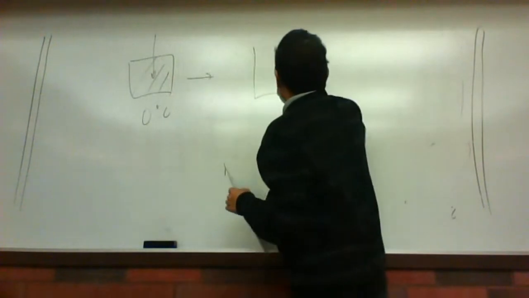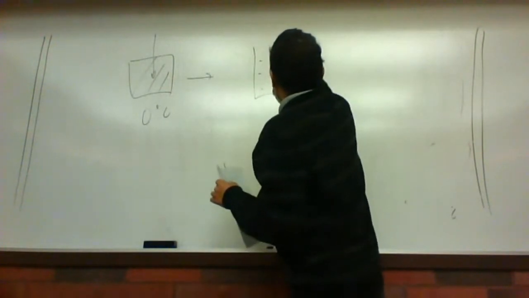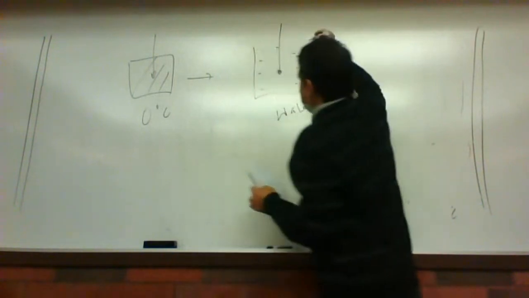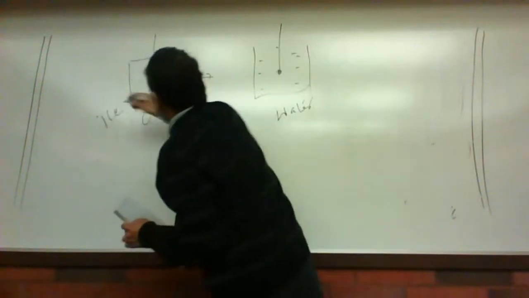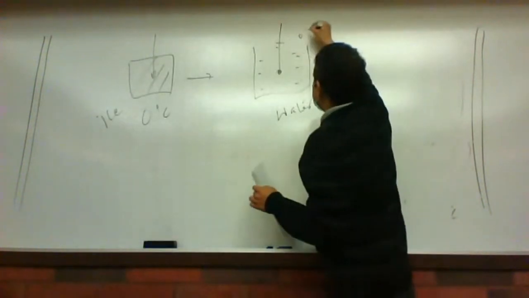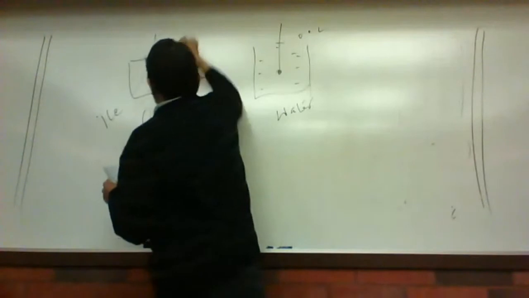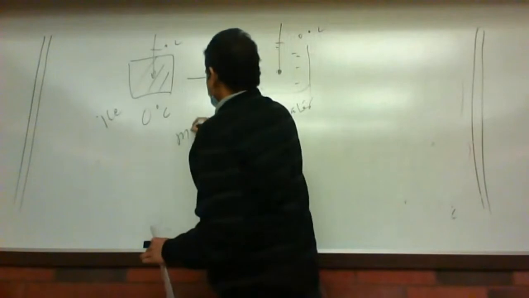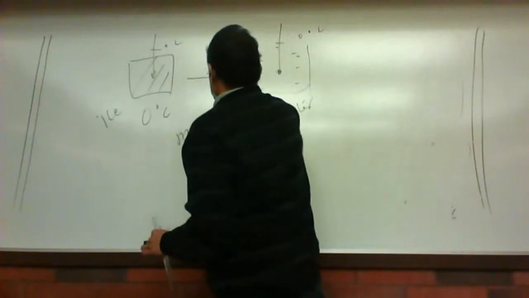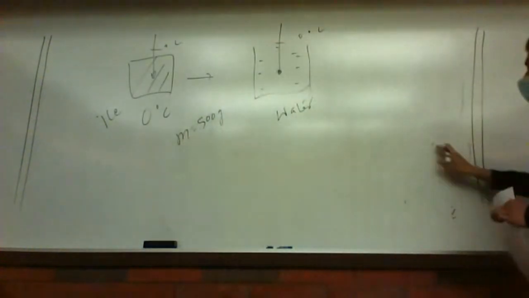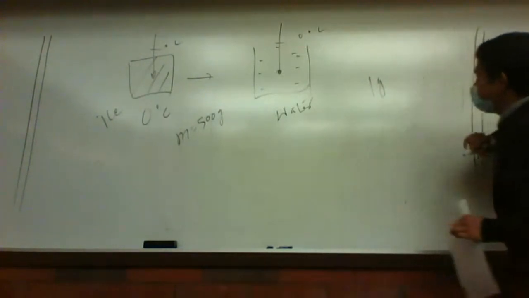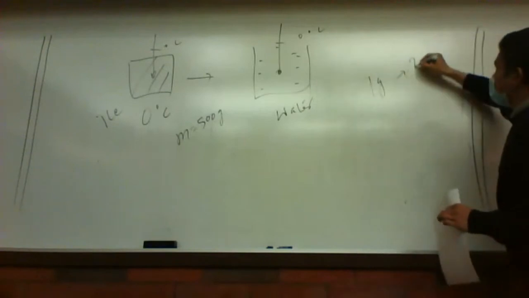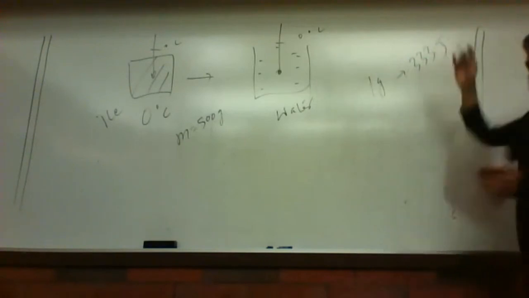Now you heat it, and it completely becomes water, and the temperature is still 0 degrees centigrade. What is the mass given? Mass is 500 gram. So we already wrote that to convert 1 gram of ice completely into liquid at 0 degrees centigrade, we need 333 joule of heat energy, right?